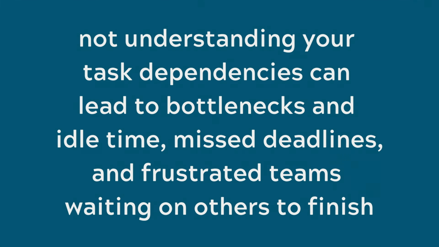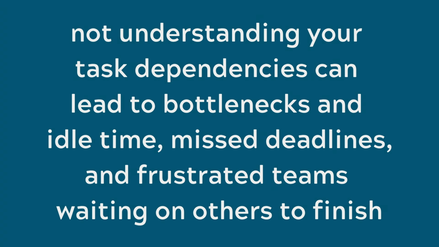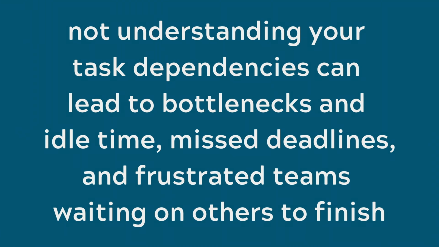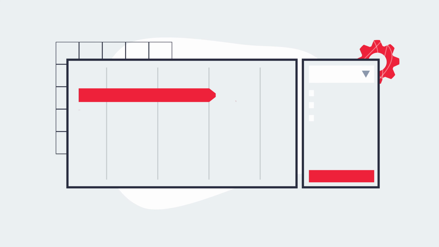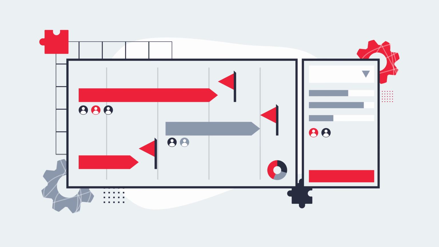Dependencies matter a lot since higher ed projects often involve approval chains like curriculum or policy updates, shared resources, like IT staff or meeting rooms, and phased implementation, like rolling out a new advising platform. Not understanding your task dependencies can lead to bottlenecks and idle time, missed deadlines, and frustrated teams waiting on others to finish. To avoid these challenges, mapping dependencies helps you build realistic timelines, assign resources wisely, and avoid unproductive gaps.